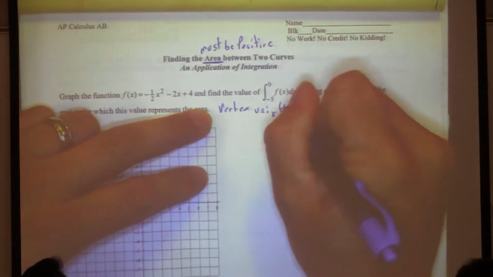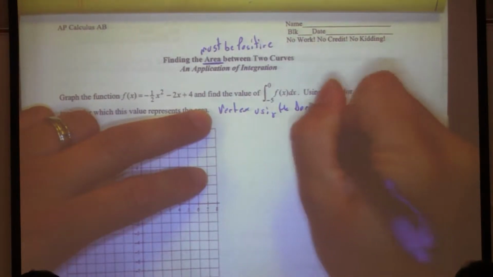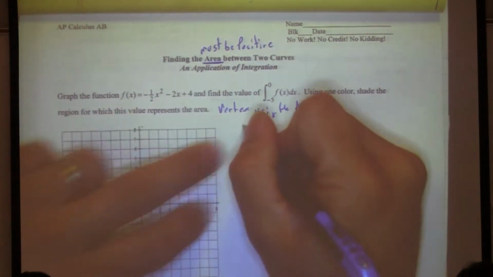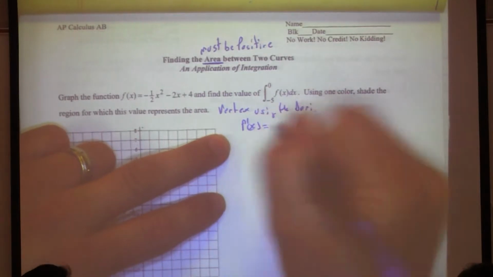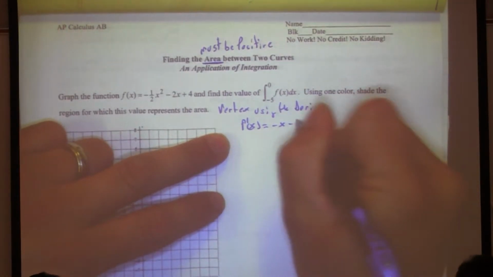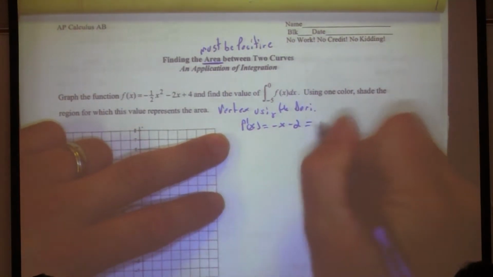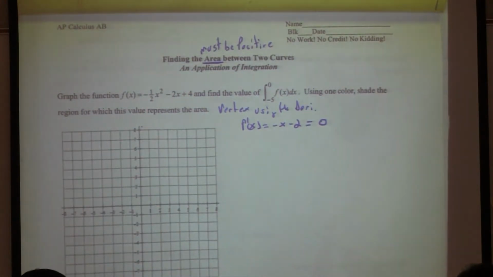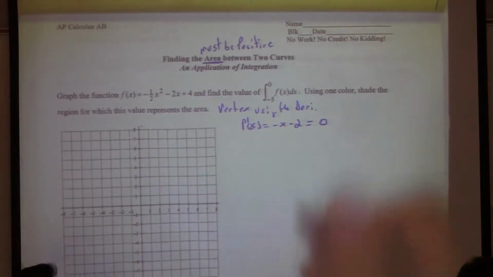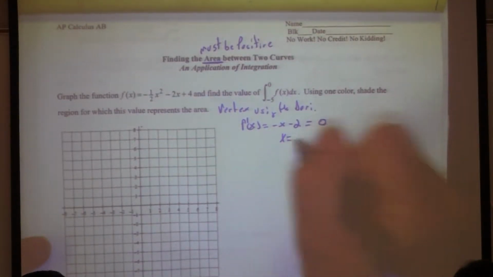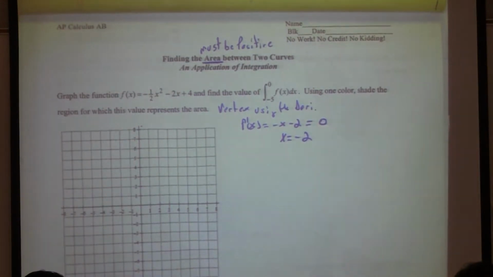using the derivative. Get the derivative of this guy. What's it going to be? Negative x minus 2. And then we want to set that derivative equal to what? To 0 to see where I have a horizontal tangent line, which should be where I have a max. So what do I end up with? X is equal to negative 2? Yeah, because we add 2 and divide by negative 1.